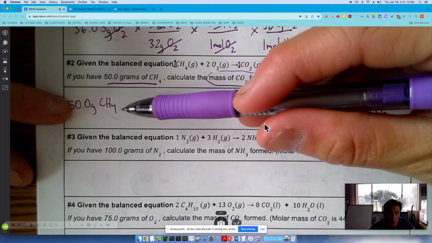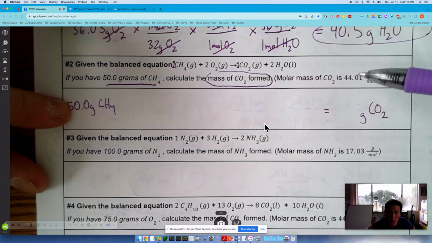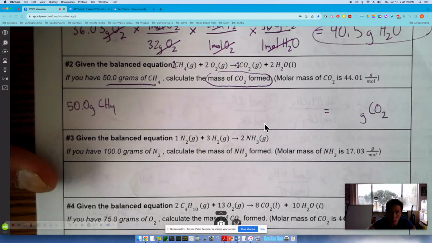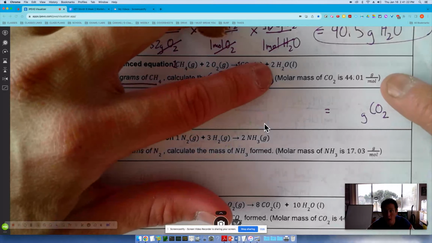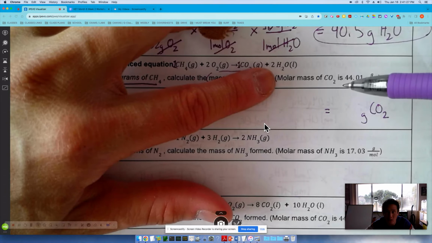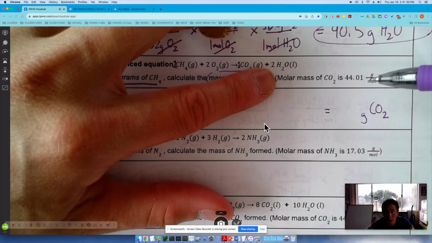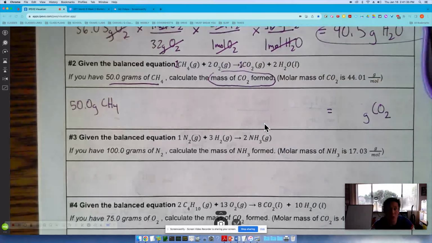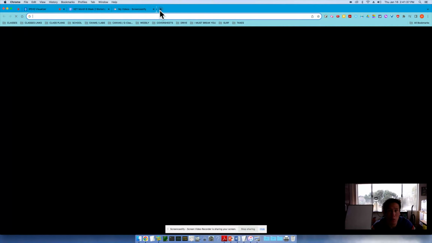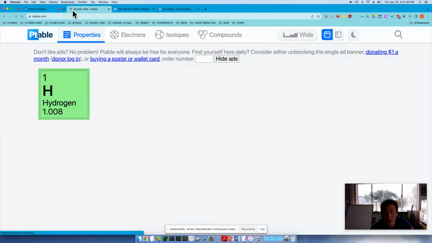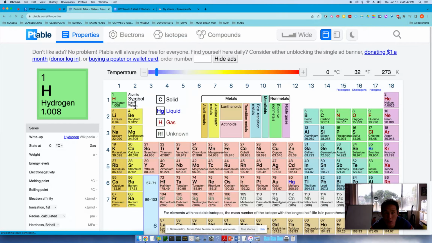Normally, you would have to calculate that using the periodic table. I conveniently gave it to you in this problem. So the molar mass, oh, actually, I apologize, I did not. I gave you the molar mass of CO2. Oh no, okay. So we have to generate the molar mass of CH4 on our own. I'm going to have to open up a new window with the periodic table, ptable.com. Okay. So this is what makes these problems so much longer.